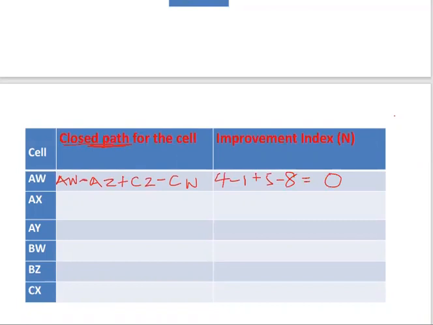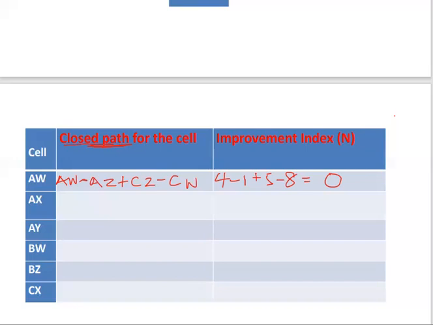He said it's 1. Yes, we have put it. Yes, 5, 8, 1. Correct. That means this will not improve our cost. That route, that part will not improve our cost.